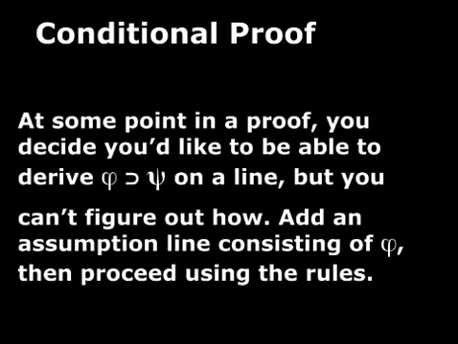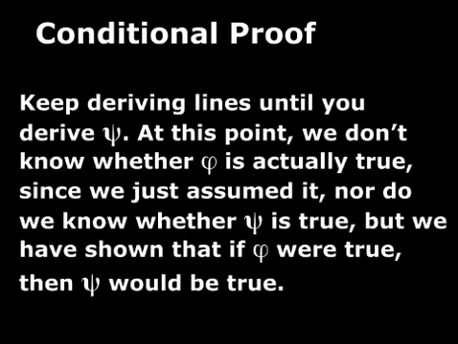So you assume phi on a line, and then you just proceed using the rules. You keep deriving new lines. Your goal now, at this point, isn't to derive the conclusion of your proof. Your goal is to derive the consequent of the conditional you wanted, which is psi. Remember, you wanted the conditional if phi then psi. Psi is the consequent. You assume the antecedent. Now your goal is to derive the consequent.